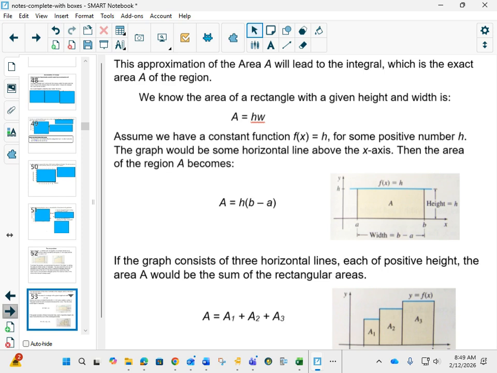All right, so this is how the approximation of an area is going to lead to the integral. You know that if you make a rectangle, the area is length times width, or width times height. And it's a super easy formula. So if you had a constant function, the area under the curve would be super easy, right? Because it would make a perfect rectangle. So here we've got a horizontal line. Whatever this width is from a to b would be b minus a. And your area would be the height times b minus a.